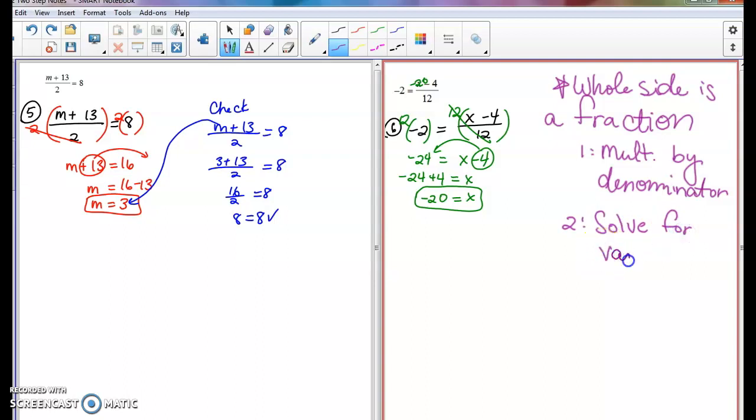or in some cases it may have more stuff going on, but for this one, all we had to do is transpose for these two. So there's our two steps for these types. So first step is to multiply both sides by your denominator. Second step was to transpose to solve for the variable. And that finishes up with our two-step equations. Thank you so much.